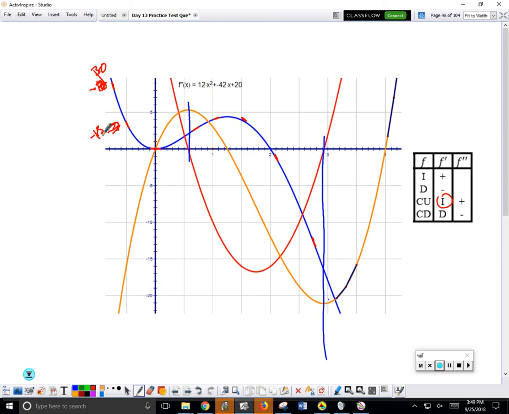Cool. Can we do 22 on the green copy? Yes.